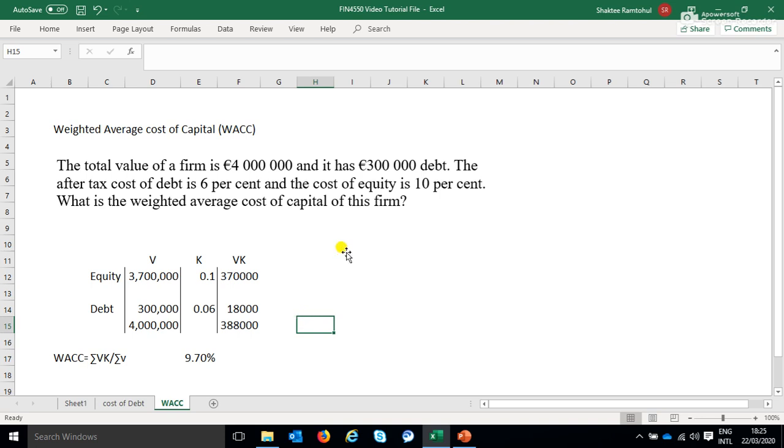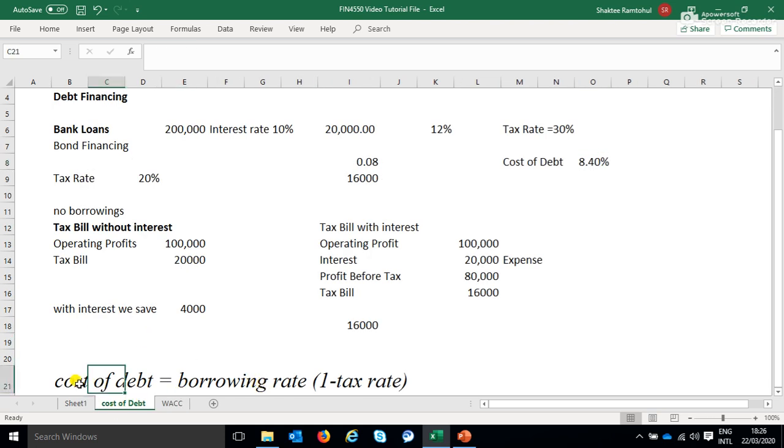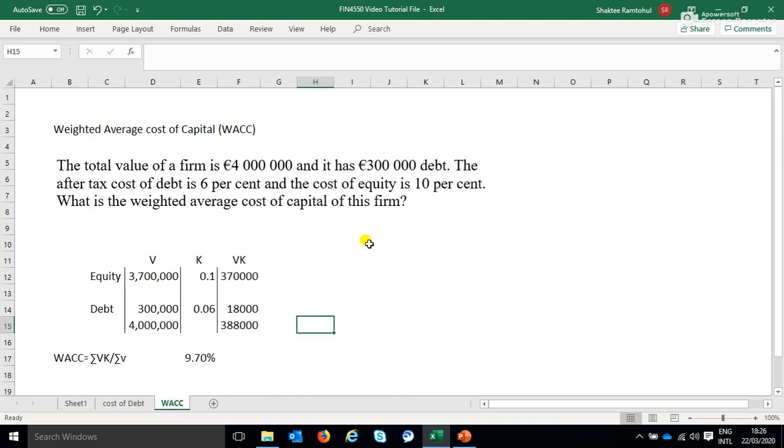In some questions, maybe you won't be given the after-tax cost of debt. Maybe you will be given the pre-tax cost of debt, in which case all you have to do is use this formula here. So the cost of debt will be your borrowing rate multiplied by 1 minus the tax rate. Or in other questions, you might be given the cost of debt, but you would be asked to calculate the cost of equity. And a simple way to do this is to use the capital asset pricing model, or the CAPM. There you go. This sums up the weighted average cost of capital calculation, and I'll see you in the next video.